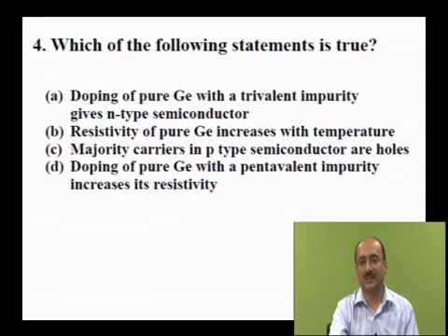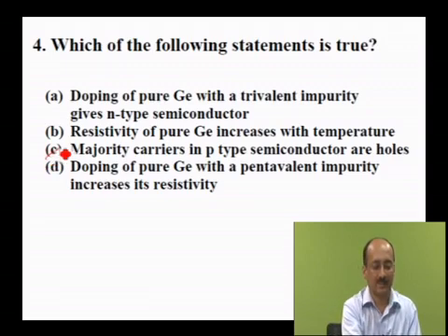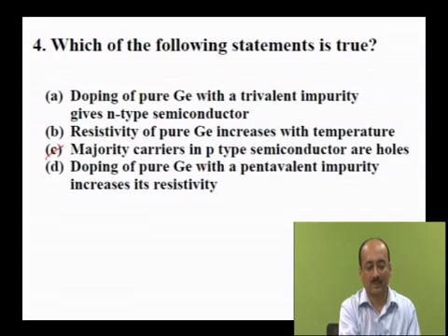Now C, if you take C, majority carriers in P-type semiconductor are holes. In P-type, holes are majority charge carriers. So C is the answer in this particular case. And you can check why others are not okay. You go for the first one, doping of pure germanium with trivalent gives N-type. When you say trivalent impurity, it should give P-type.